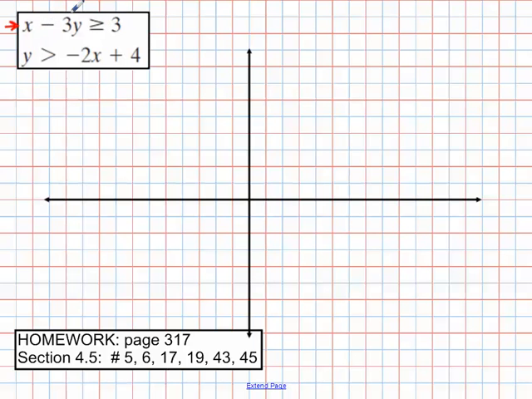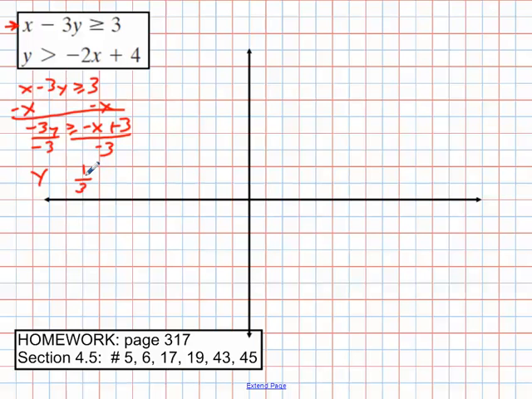For this one, we can't really graph it yet, but what we can do is modify it. I've got x minus 3y greater than or equal to 3. I've got to put it into y equals mx plus b format, so subtract the x, and I've got negative 3y greater than or equal to negative x plus 3. And now I've got to divide by negative 3 and divide by negative 3. On the left side, I've got y. On the right side, I've got negative 1x divided by negative 3 gives me a positive 1/3.